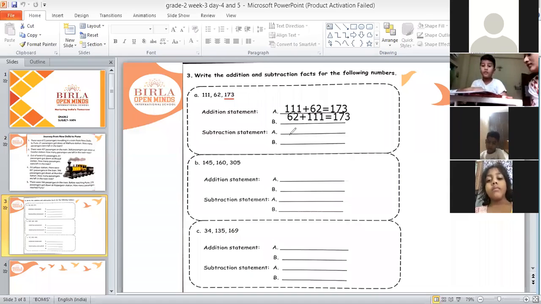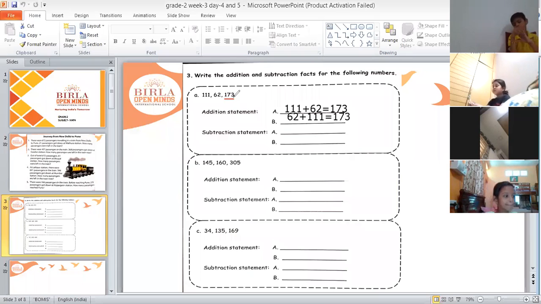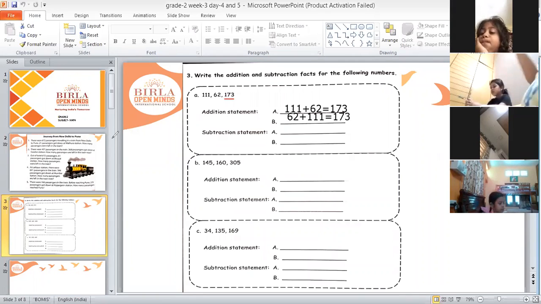Whenever you have to write subtraction statement for any number or subtraction fact, how you will write? See here. You will write the biggest number first. What I said, whenever we are writing subtraction facts for any numbers, we will write the biggest number first. So what is the biggest number here? Supratik, what is the biggest number in first bit? Biggest number. Yeah, Supratik.